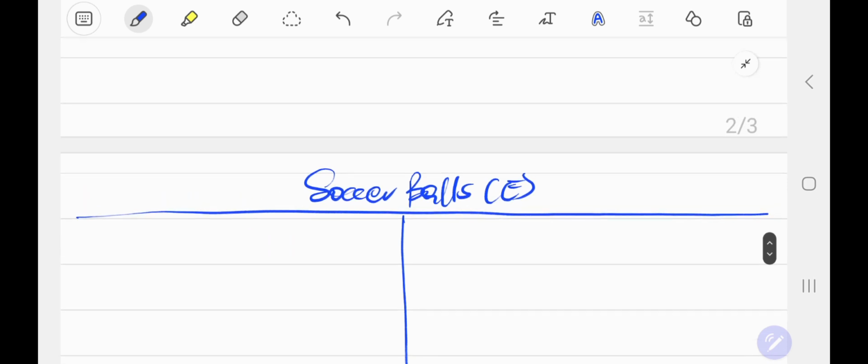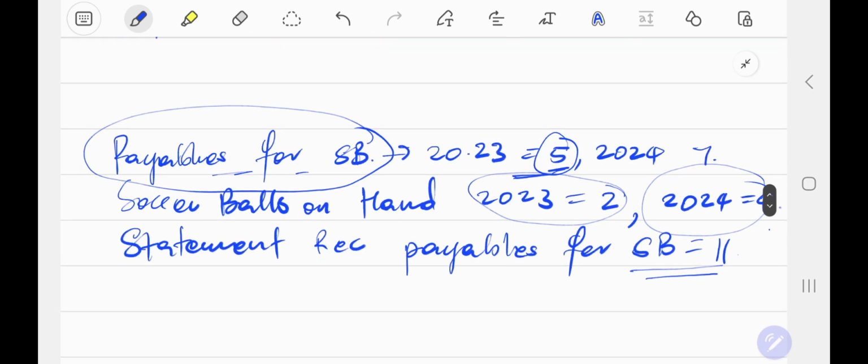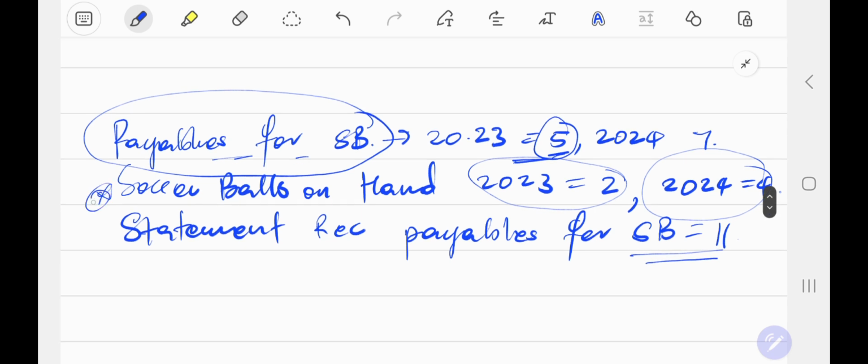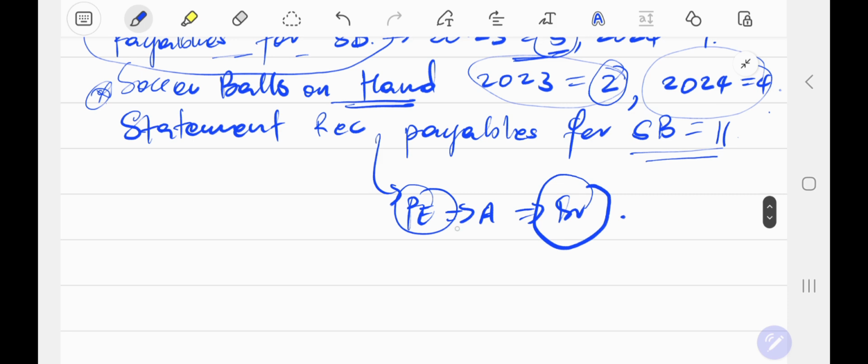You come back to the soccer balls account and say, okay, on the soccer balls account, do I have accrued expense or do I have prepaid expense? And then in this case, you can see here, soccer balls that are on hand, it's prepaid expense. It's soccer balls that you did not use. You paid for them, but you did not use them during the year. So prepaid expense is a what? Prepaid expense is an asset. And then that means that on the soccer balls account, you are going to have an opening balance on the debit side. Why? Because prepaid expense is an asset.